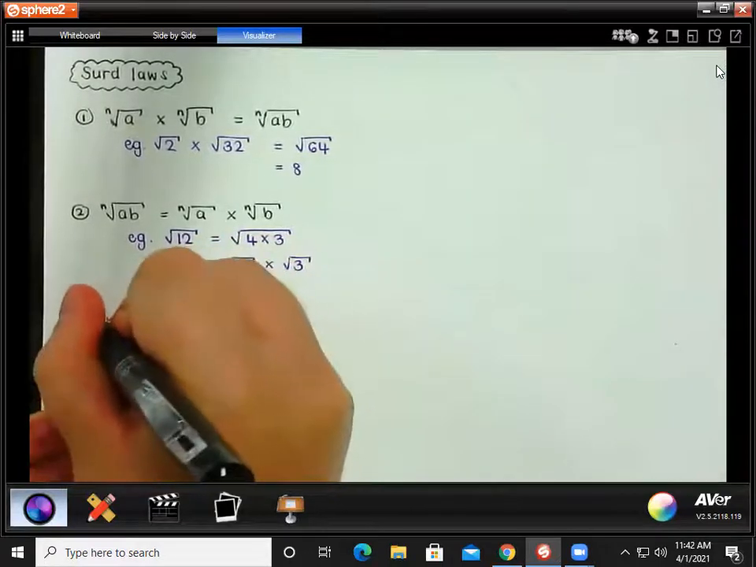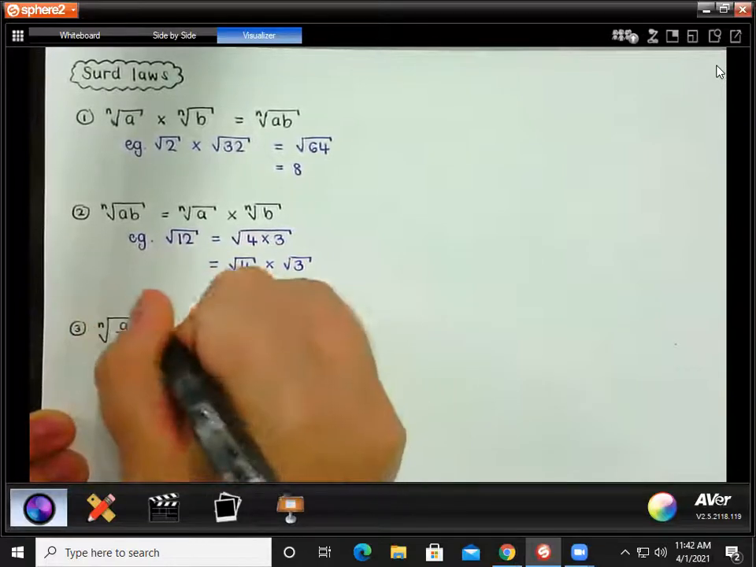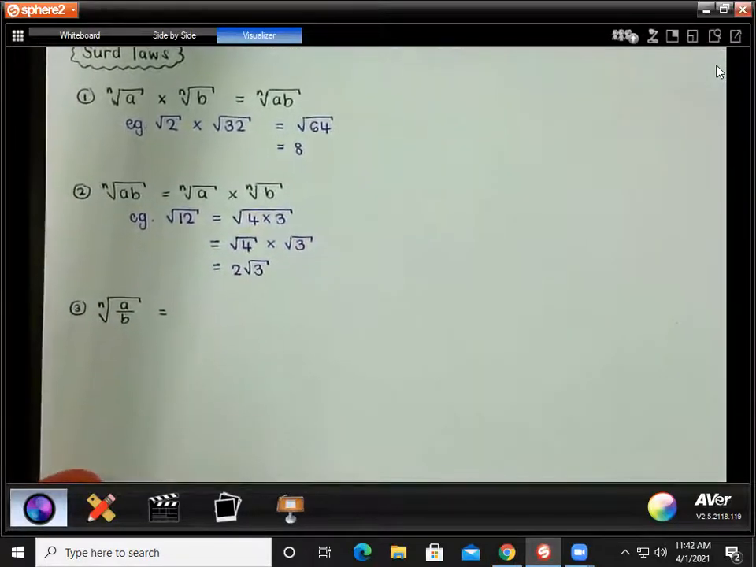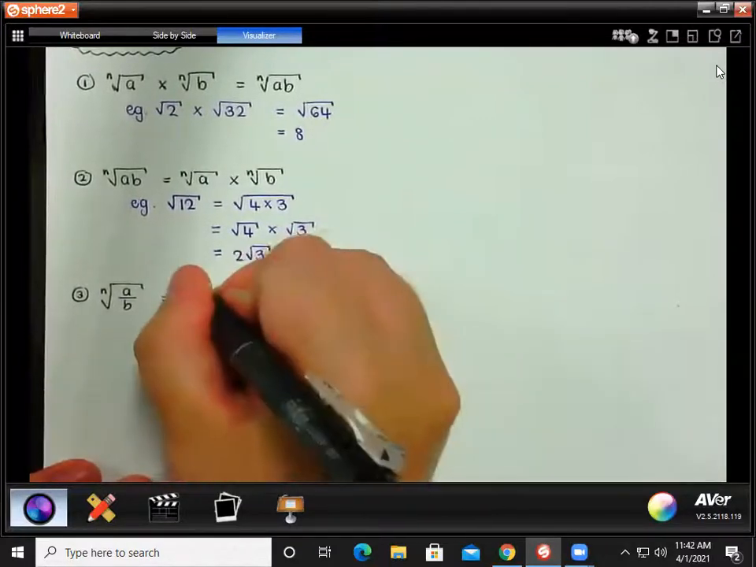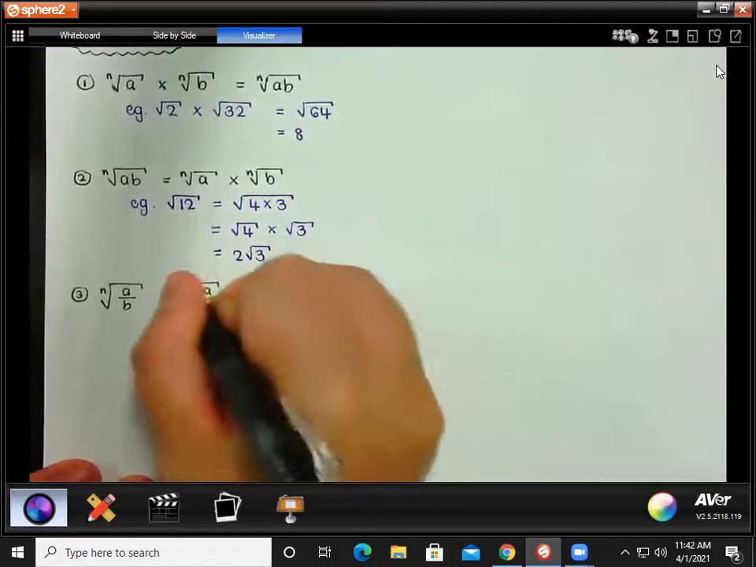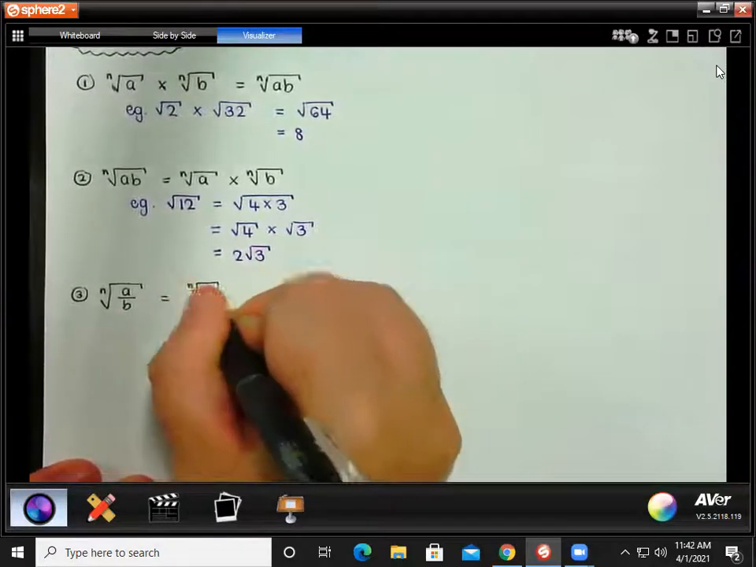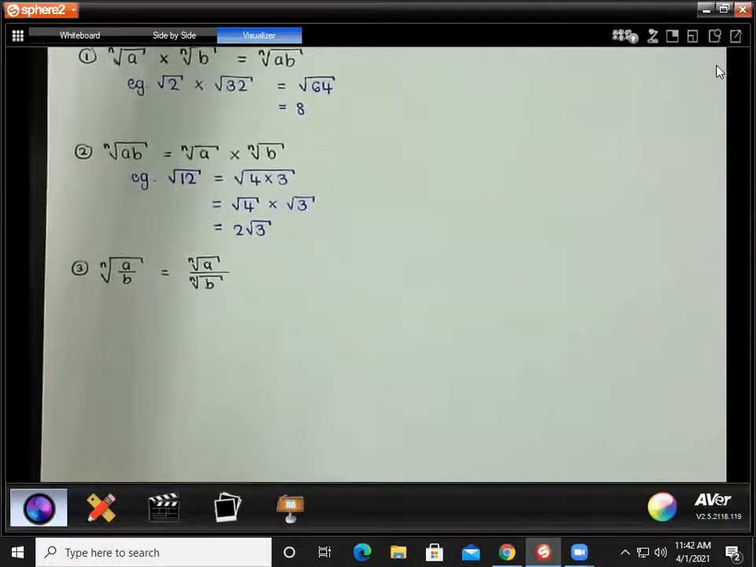Okay. The third one is similar to the one that we just did. And you might have actually applied this before. It's just if you have any surd of a fraction, then you can break that up into that surd of the numerator over that root or that surd of the denominator. And I think you guys have probably been applying this without actually realizing that you have been.